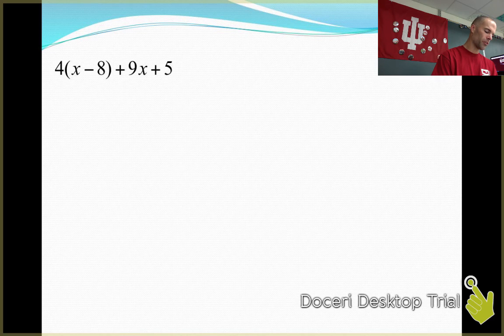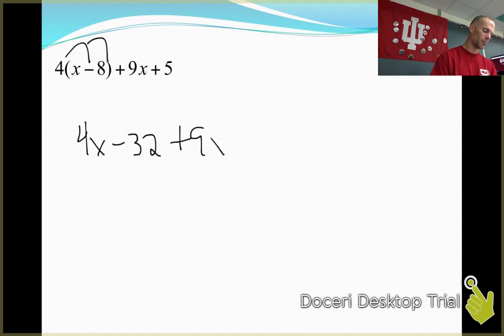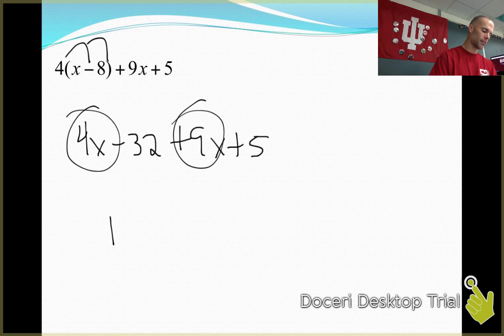Alright, so we're going to distribute the 4 first. So that's going to give you 4x minus 32 plus 9x plus 5. So now all we have to do is combine our like terms. So the 4x plus 9x gives you 15x, negative 32 plus 5 gives you negative 27.